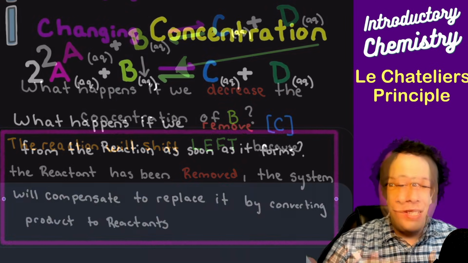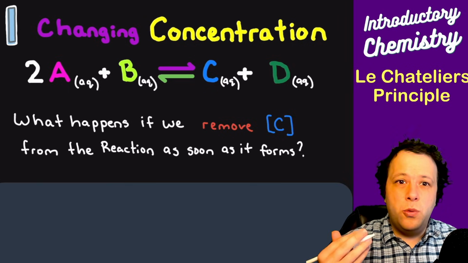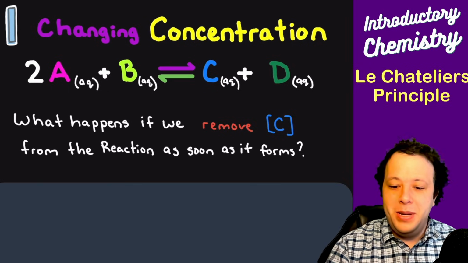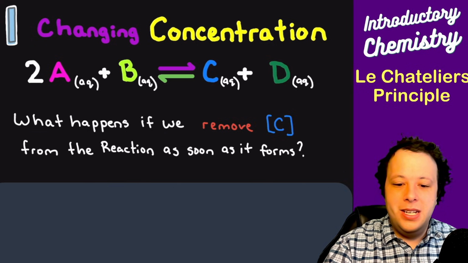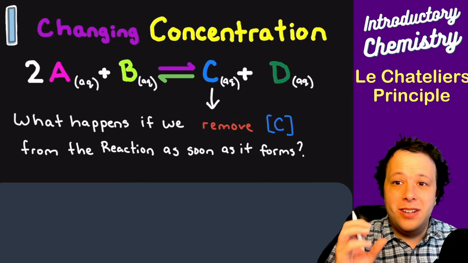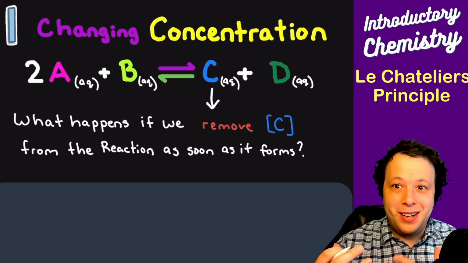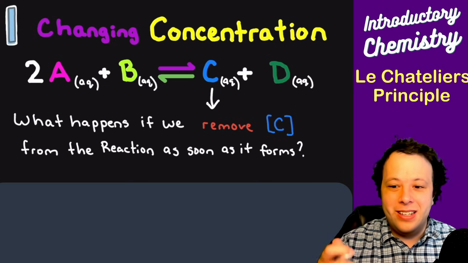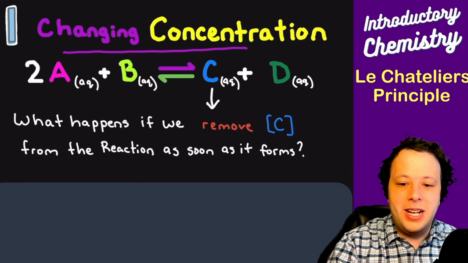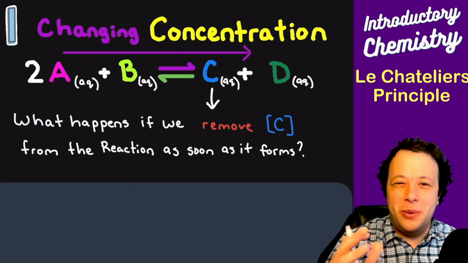Let's go on to another. What would happen if I remove C as soon as it forms? Immediately, what would exactly happen? If I keep trying to remove C from the reaction, once again, the system is going to compensate. If I keep removing that, the reaction will want to go forward as a result to make more C, right?